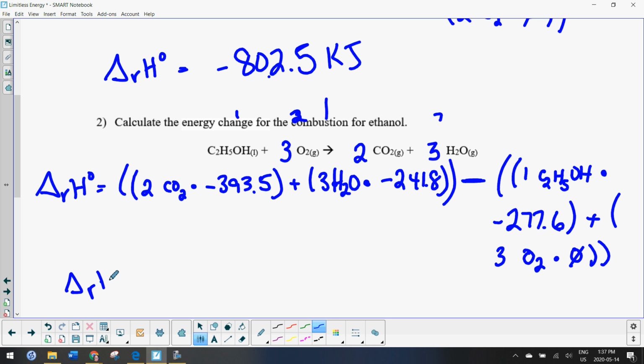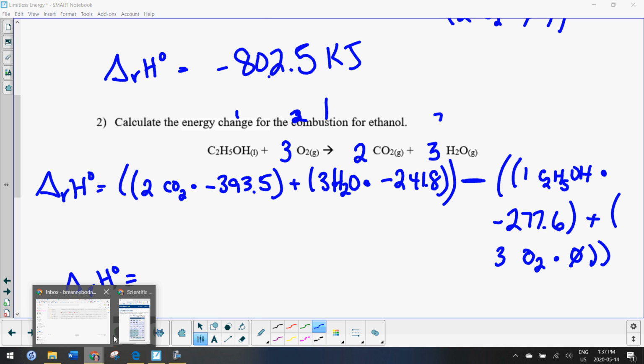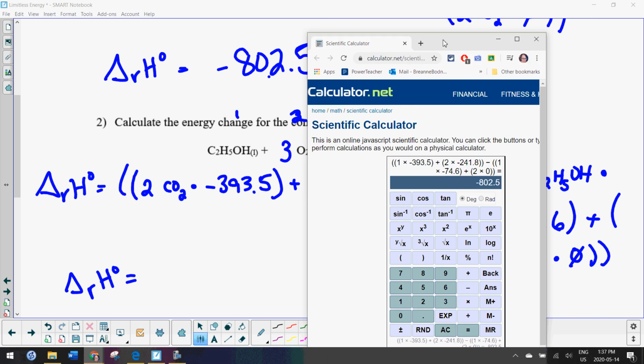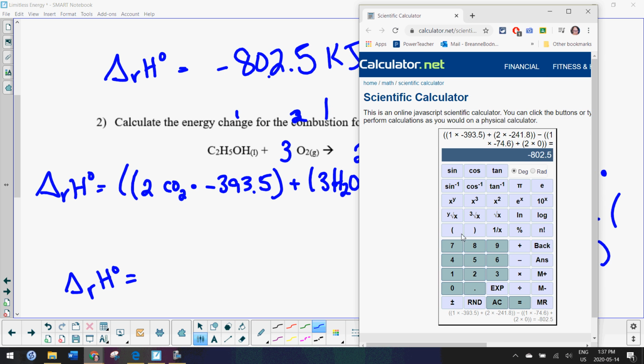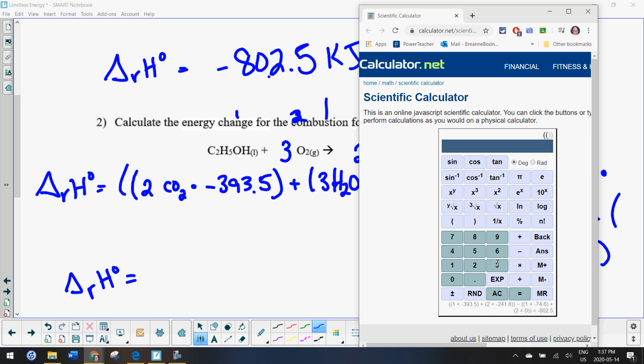So delta HR equals, handy dandy calculator. So here we go again. Bracket, 2 times negative 393.5, close my bracket, plus bracket, 3 times 241.8. I need to make it negative.